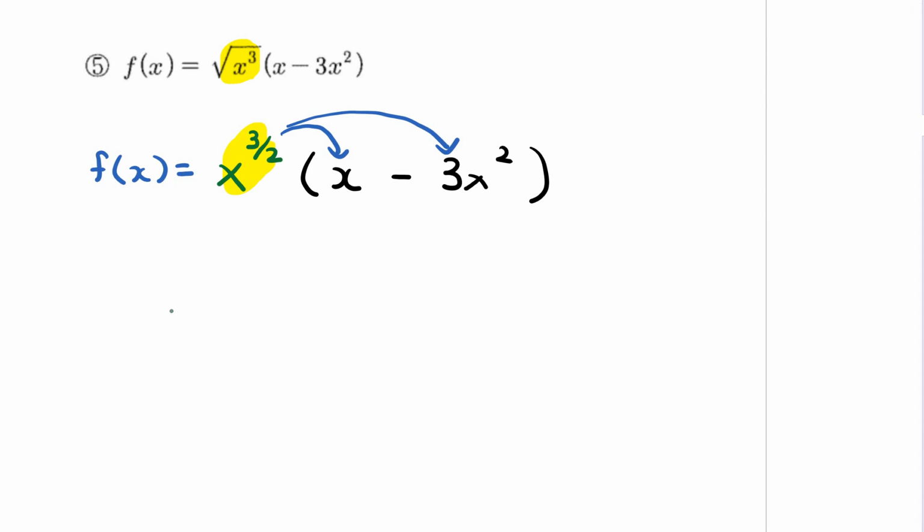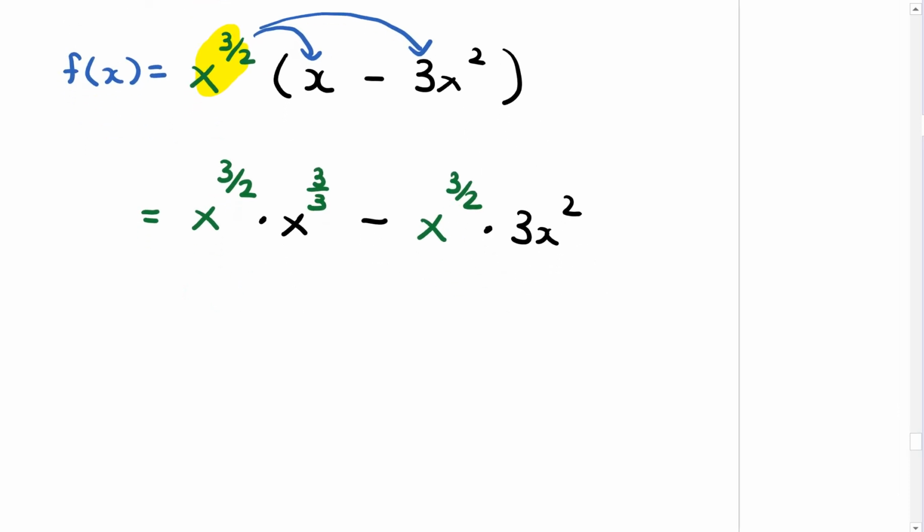Okay, so if we do the math here, I'll do this a long way here, so that's x to the power of 3 over 2 times an x. Now the x really has an invisible 1, right? And that invisible 1 is the same thing as 3 over 3. And then minus, if I keep on distributing, I get x to the power of 3 over 2 times 3x squared. Okay.